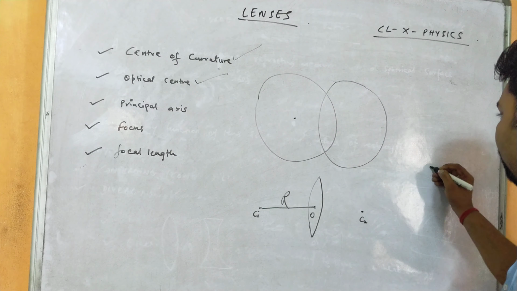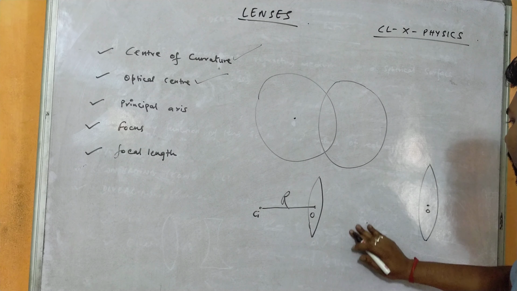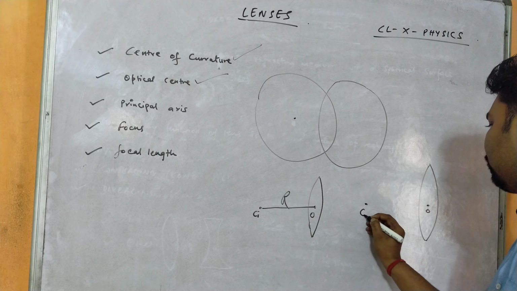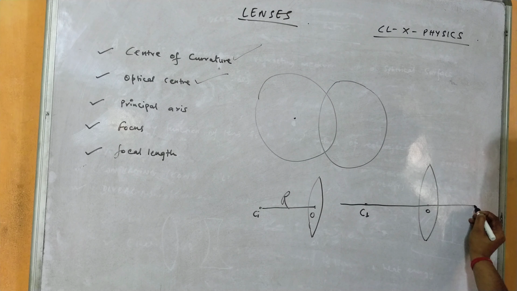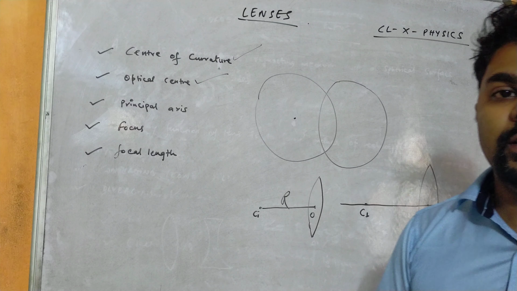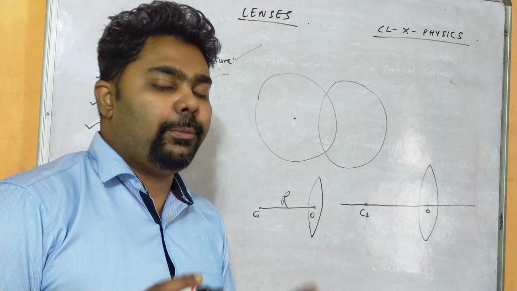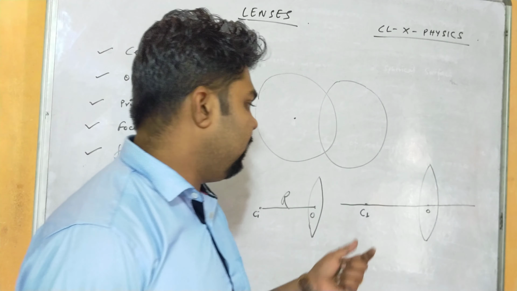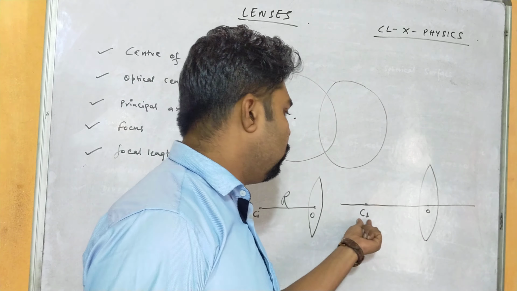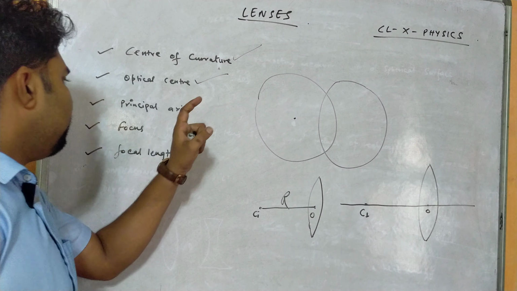Now if this is the optical center and if I consider this to be the center of curvature, the imaginary line joining the center of curvature and optical center is considered to be the principal axis. Okay, so it is an imaginary line. We don't see any such line in a lens, but we imagine that a line is passing through both these points. That line is considered the principal axis.